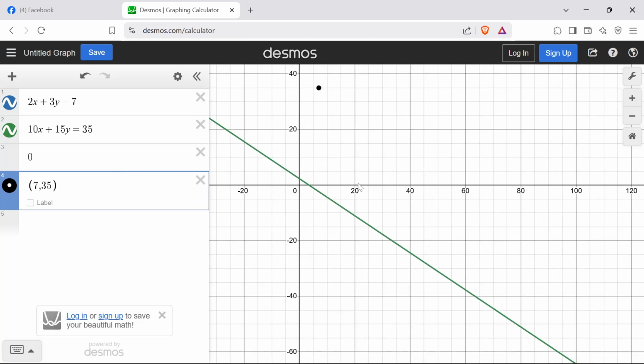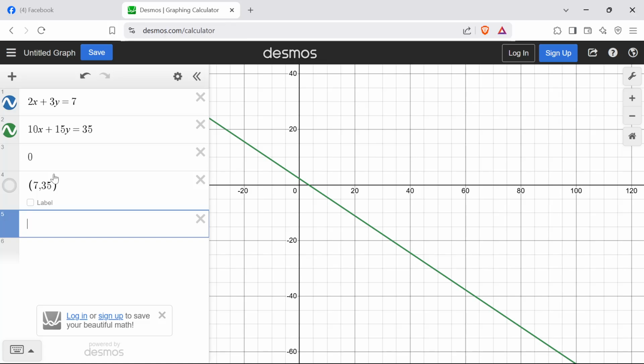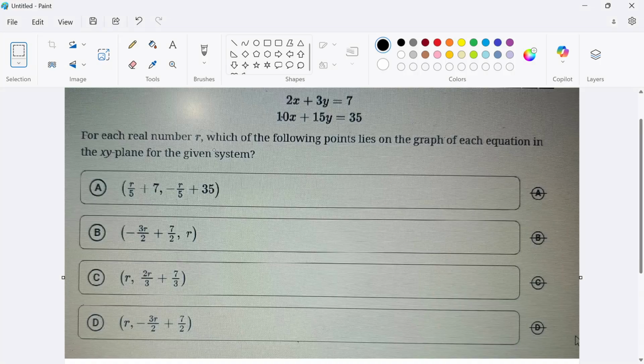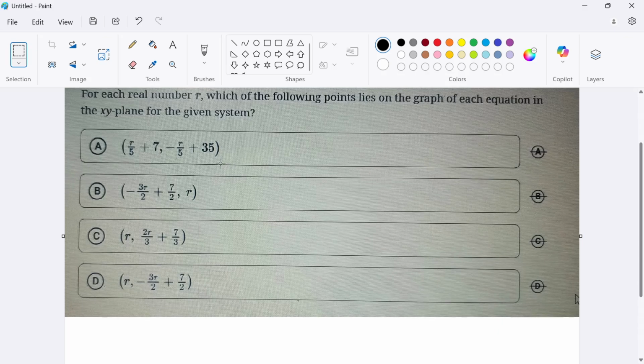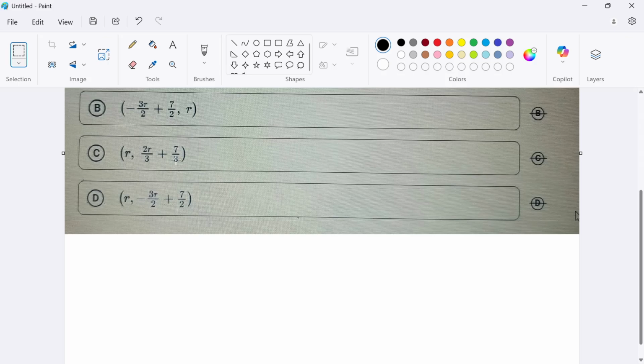Notice that point is not on the line. So I've eliminated it. A is gone. And on test day, I would just cross it out. The next one is 0, 7 halves. Any term with r just goes away. If it's just r by itself or r over something by itself, then it's going to be 0. But if anything's added to it, the r is going to go away.